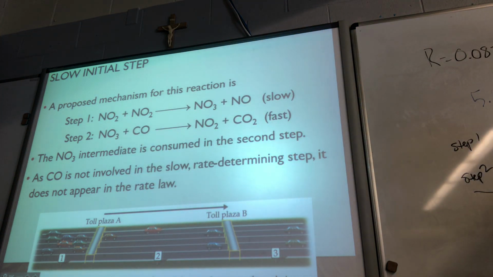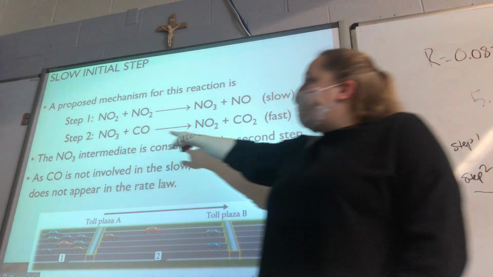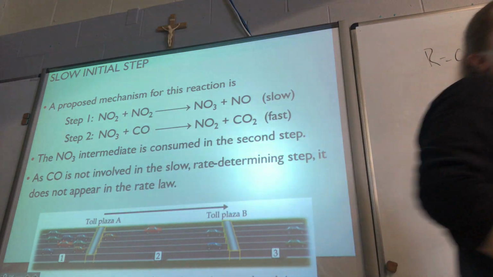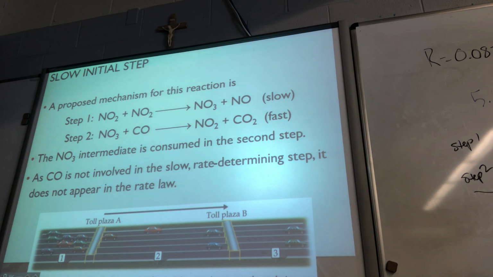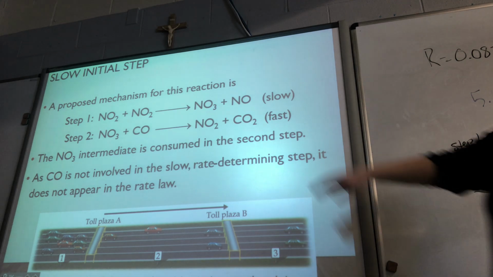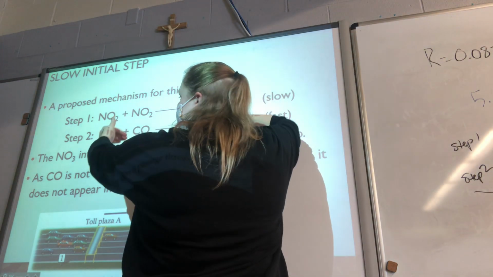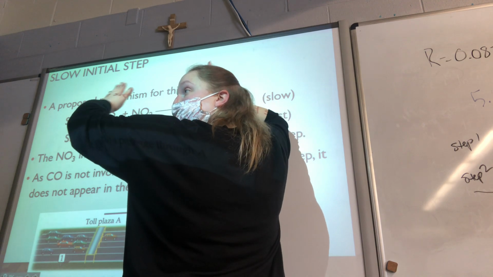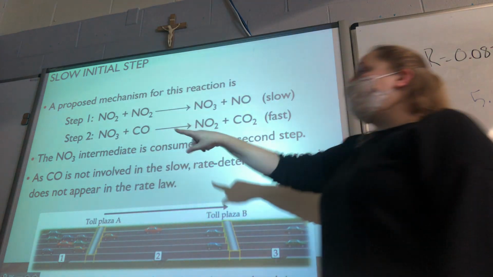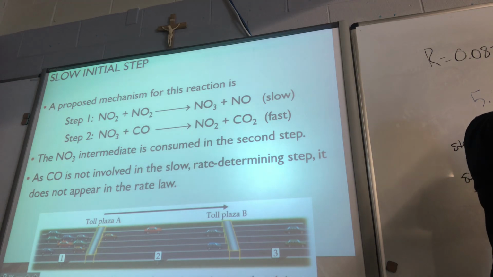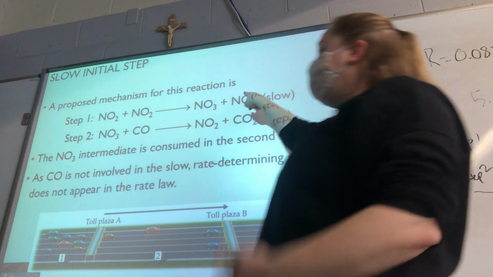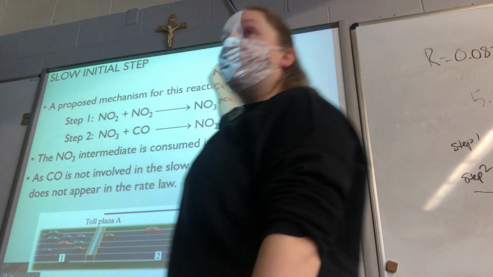In this particular case, carbon monoxide shows up in your second step. That's why it wasn't in the rate law. We can only go as fast as the slowest step. The NO3 you see appears on both the right and left side. When we add these together, don't we cancel out stuff on both sides? So NO3 is referred to as an intermediate. When it is produced in one step, then used in another, it is referred to as an intermediate.